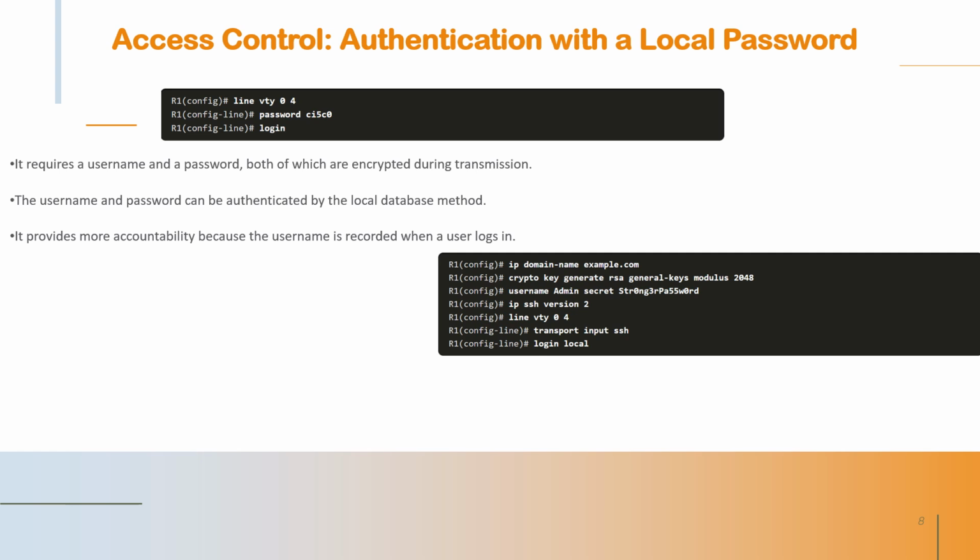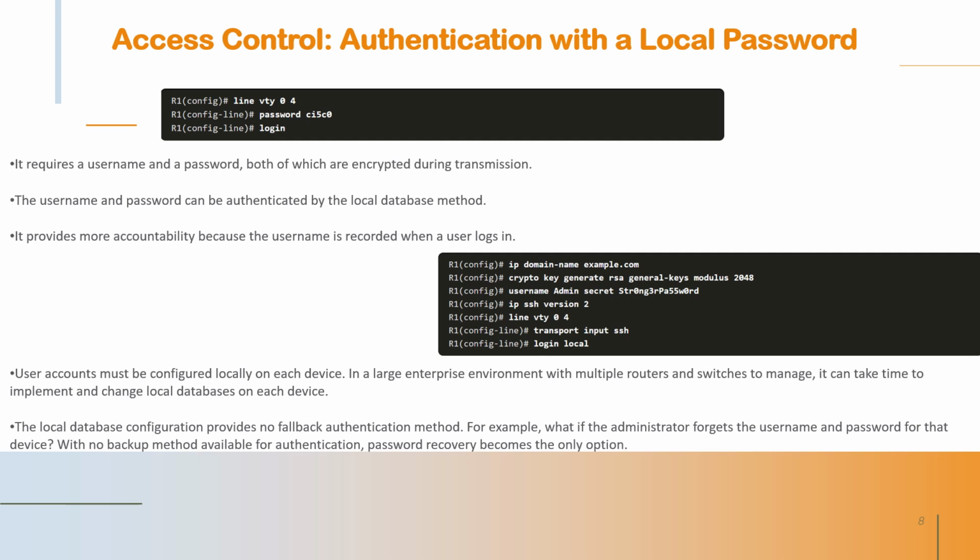This method has some limitations also, because user accounts must be configured locally on each device, and in a large enterprise environment with multiple routers and switches to manage, it can take time to implement and change the local database on each device. The local database configuration provides a fallback authentication method. For example, what if the administrator forgot the username and password for the device? With no backup method available for authentication, password recovery becomes the only option. A better solution is to have all devices refer to the same database of usernames and passwords from a central server.